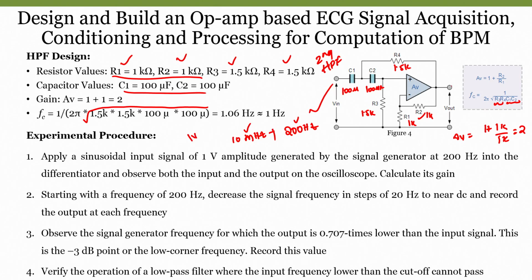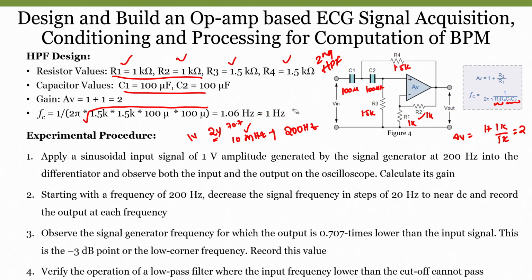Now, since the gain is 2, we will get an output of 2 volts, that we can observe, and we look for the output to be 70.7% of the maximum. Since the output is 2 volts, that means 1.414. As long as the output is lower than 1.414, the signal is attenuated, that is below the 3 dB line. When it is higher than 1.414, the signal is being passed, that is greater than our 3 dB line. So, the point where it is almost equal to 1.414 volts is our cutoff frequency, the cutoff frequency of our high pass filter.